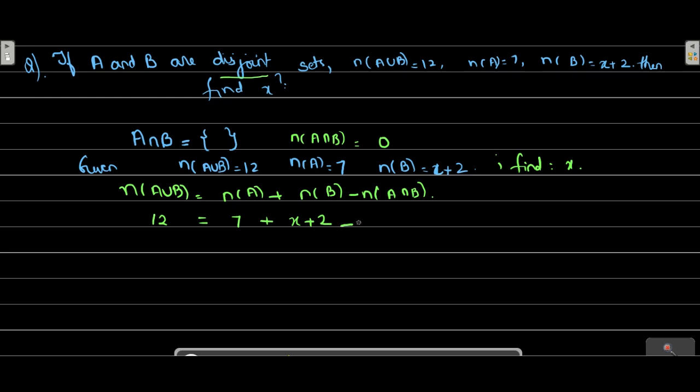So, minus 0. How much will it be? 12 is equal to 7 plus 2 is 9 plus x. Let us write RHS first. 9 plus x is equal to 12 and x is equal to 12 minus 9, that is nothing but 3. So, the value of x is equal to 3.